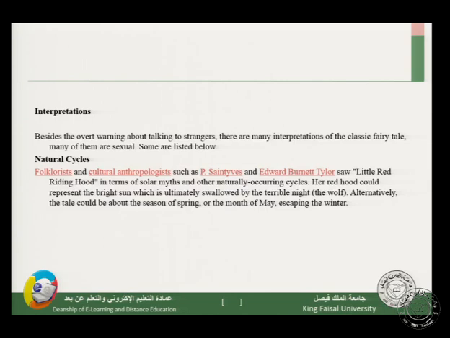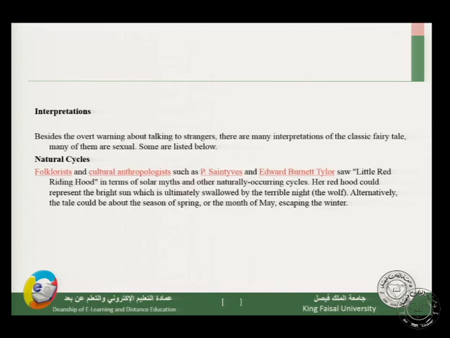Besides the clear warning about talking to strangers, there are many interpretations of the classic fairy tale. Many of them are sexual. Here are some. A natural cycle: one of the interpretations is about the natural cycle, related to historical myths of other naturally occurring cycles.